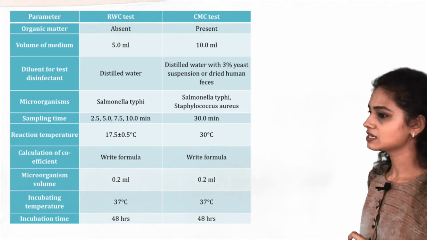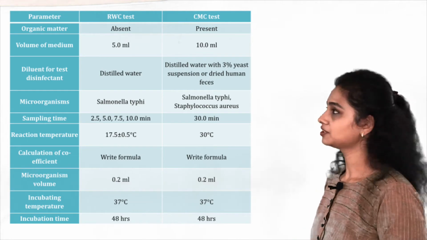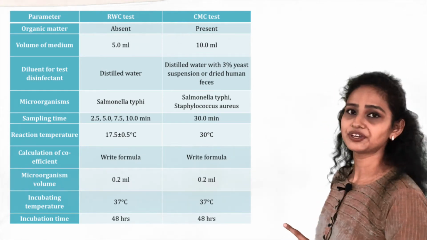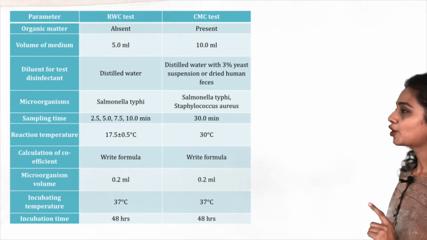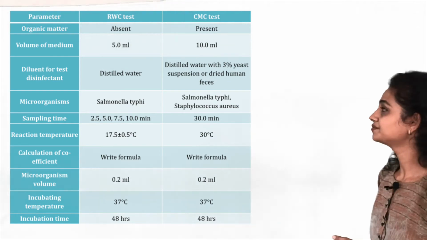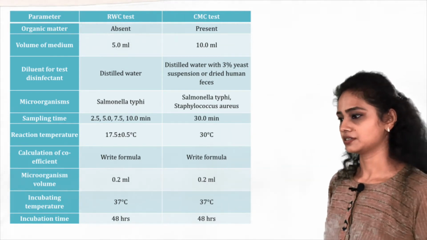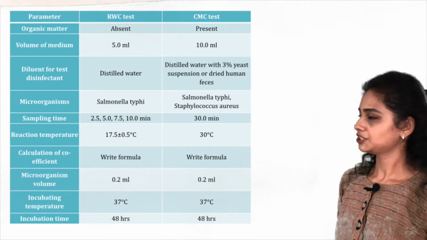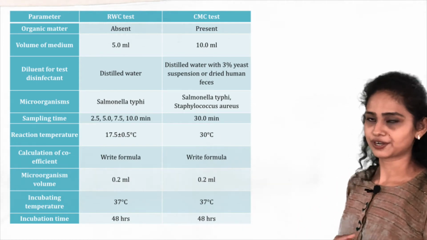The next is incubation temperature. In case of RWC it is 17 plus or minus 0.5 degrees Celsius, whereas in case of CMC it is 30 degrees Celsius. Okay. Then calculation part, you have formula, so you have to write down formula.